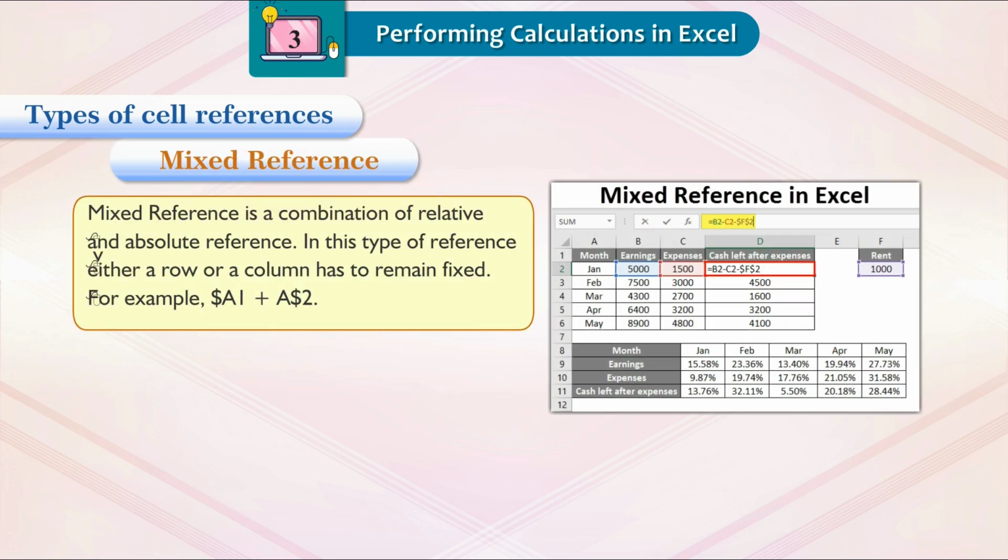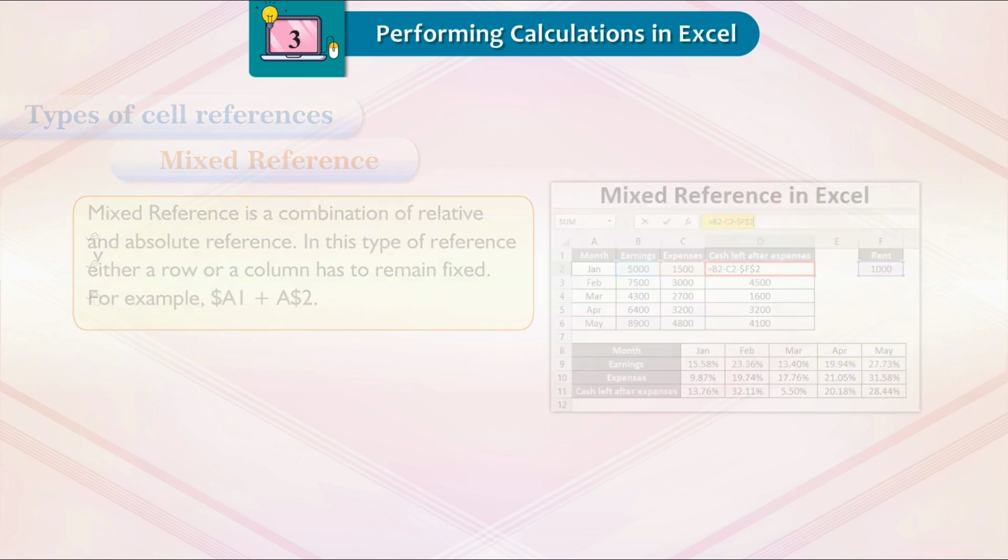Mixed reference. A mixed reference is a combination of relative and absolute reference. In this type of reference, either a row or a column has to remain fixed. For example, $A1+A$2.